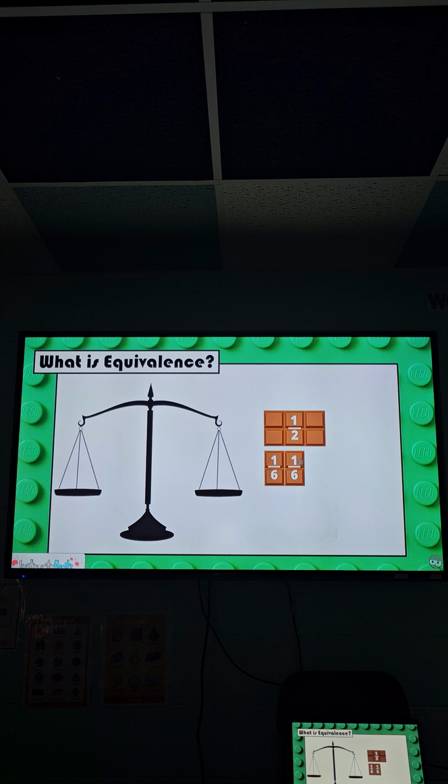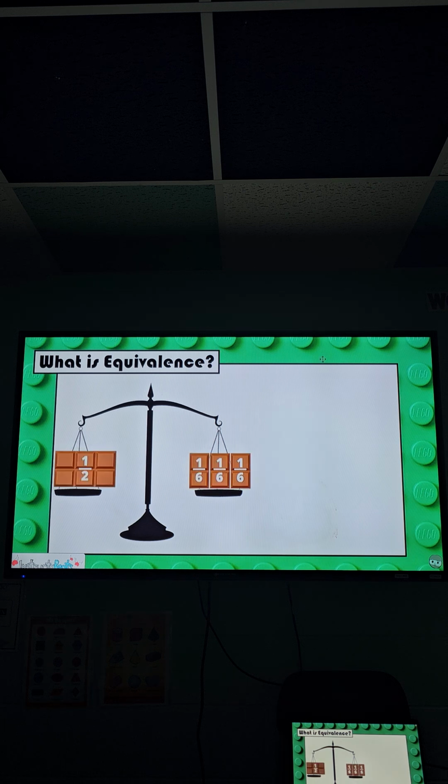So let's give him one more. It looks like he's only 1 piece away from being equal to me. There you go. And you can very clearly see then, if he ate 3 of his pieces, he ate the same amount that I ate. In other words, if we put both of these fractional pieces onto the scale, it would be balanced. They are equal to each other.